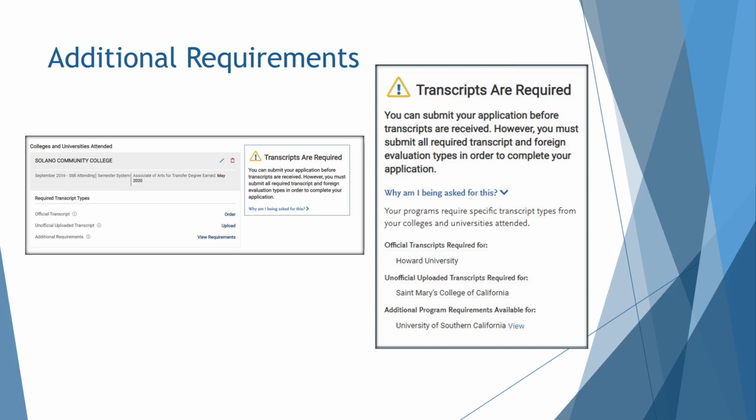To find your Solano unofficial transcript, log into your My Solano account, then click on the Student button on the left-hand menu. Scroll to the Transcripts section and select Unofficial Transcripts. Then save a copy to your computer and upload it to your application. You will need to submit transcripts from each school that you have attended, not just Solano.